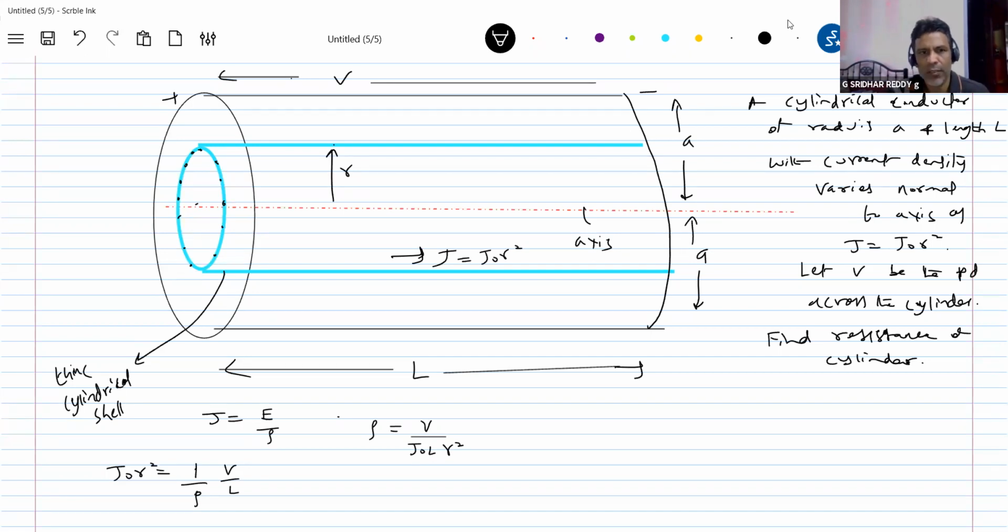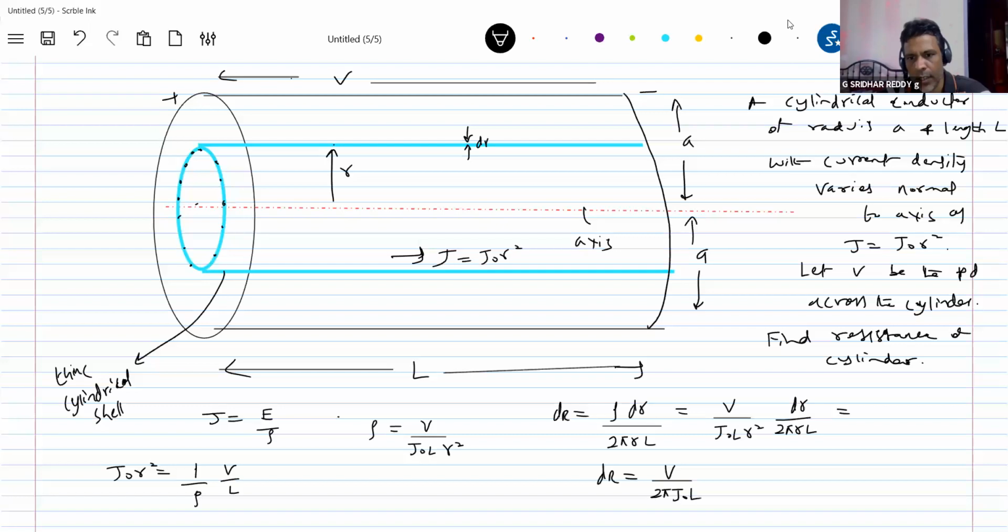So let me now define the resistance of the thin cylindrical shell. dr is equal to rho times the thickness dr, over the effective area. The effective area should be 2 pi r into L. The value of rho will be V by J naught L R square, over 2 pi r L dr. So everything will end up as dr equal to potential difference V over 2 pi J naught L, R to the power of minus r dr. Zero to A, let me take it.